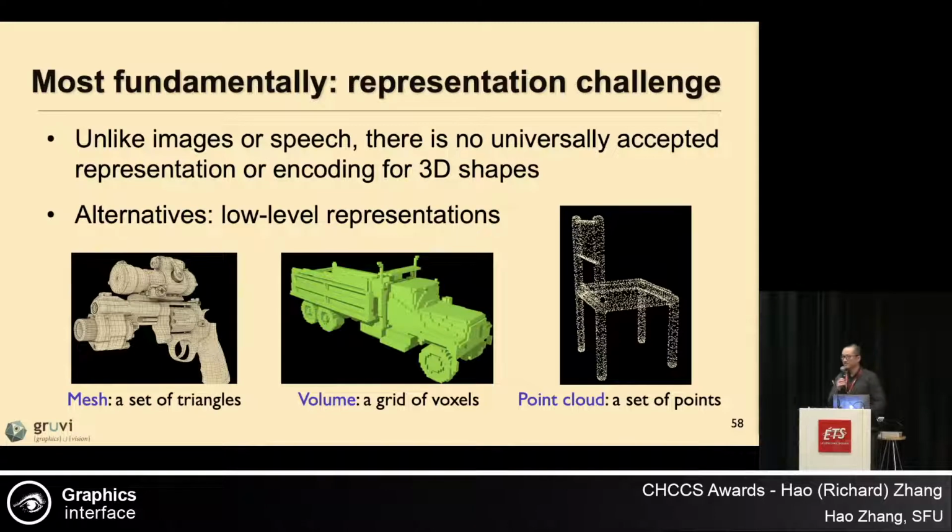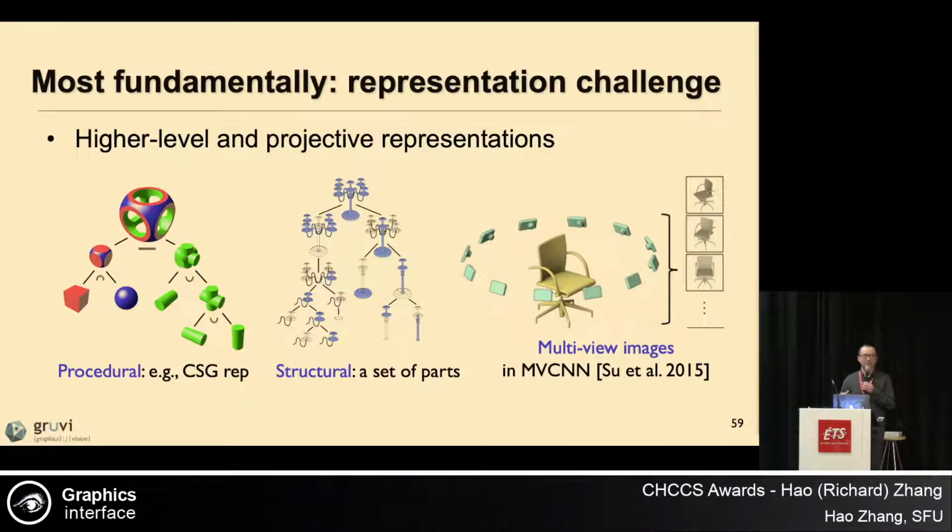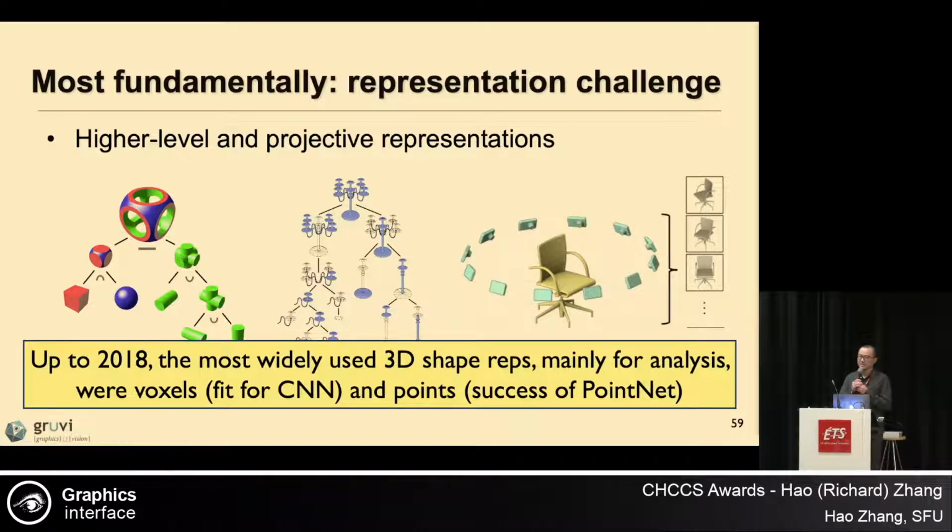But most fundamentally, to me, the challenge of 3D is representation. Unlike images or speech, there's not a single representation for 3D shape that you can say is the right one. There are so many choices: meshes, volumes, point clouds. These are just low-level representations. At a higher level, there's CSG (constructive solid geometry), procedural models, scene graphs, and multi-view images. By 2018, most of these representations were mainly for discriminative analysis, and in terms of neural networks, they focused mainly on voxel representations and also point clouds because of the success of PointNet.